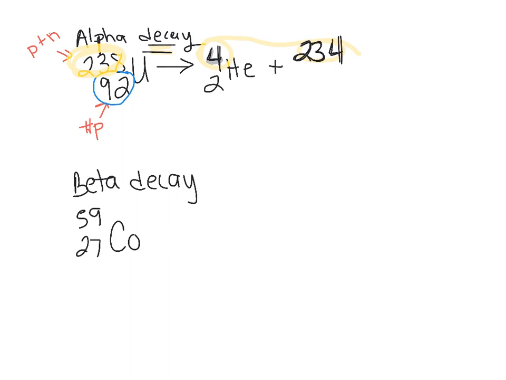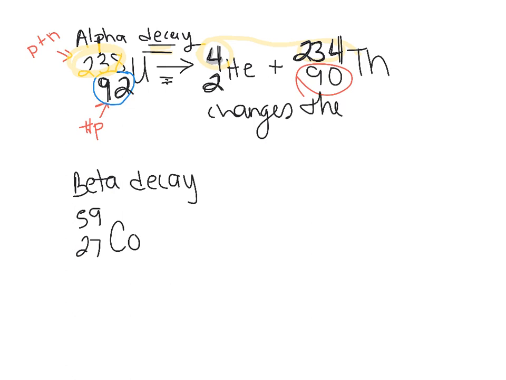The bottom works the same way. Treat it like an equal sign. So 92 has to equal 2 plus some number. So that some number will be 90. We're going to look at this bottom number right here to identify the element on the periodic table, which comes out to be TH for thorium. That's your alpha decay.